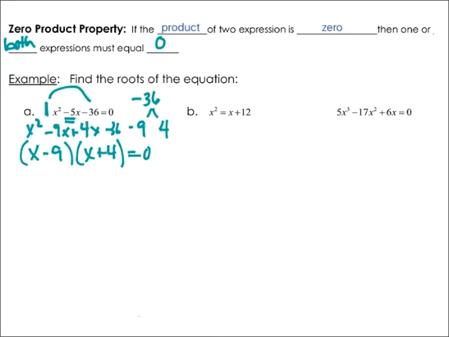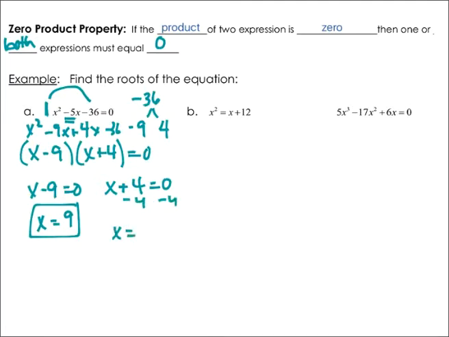Alright, what you need to do now, since they're equal to 0, is take each parenthesis and set them equal to 0 to figure out what x is equal to. And we actually did the same type of thing when we were doing the graphing by intercept form. One answer, add 9 to both sides, is going to be 9, and the other answer is going to be negative 4. So, those are my 2 answers. If I would have been graphing this, it would cross at 9 and negative 4.